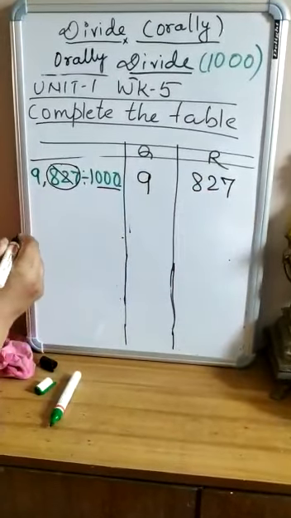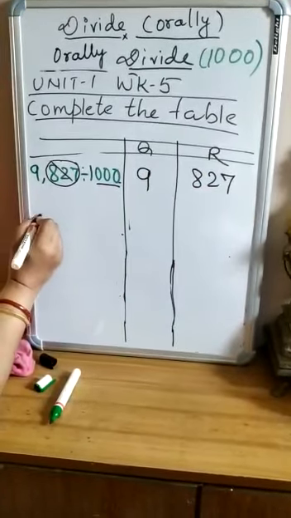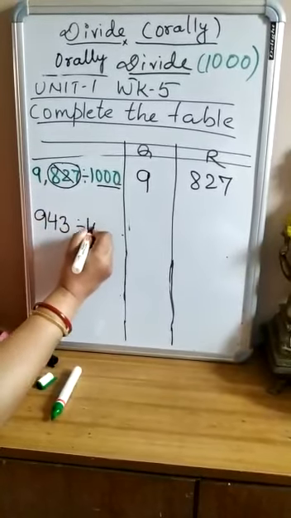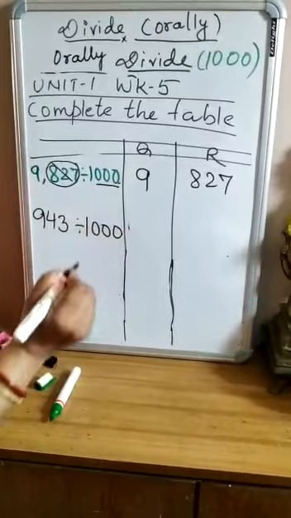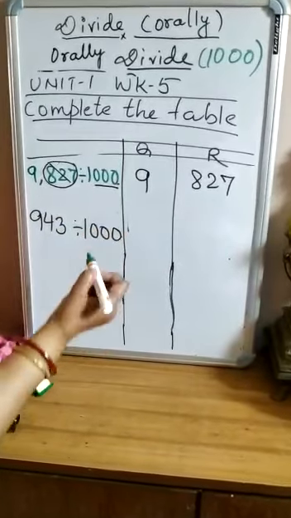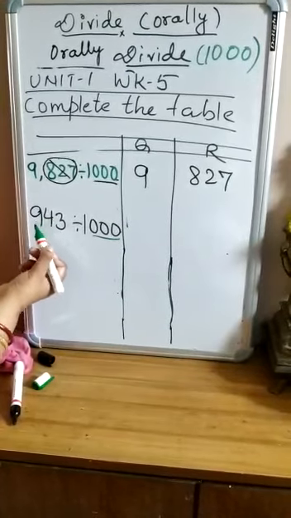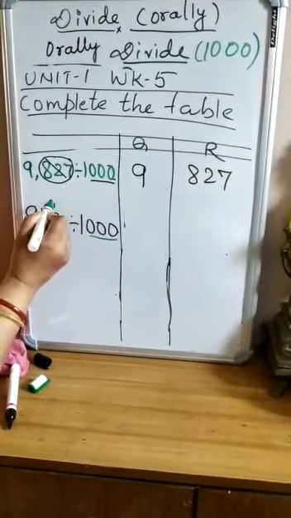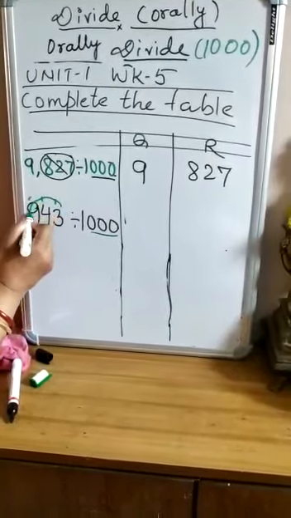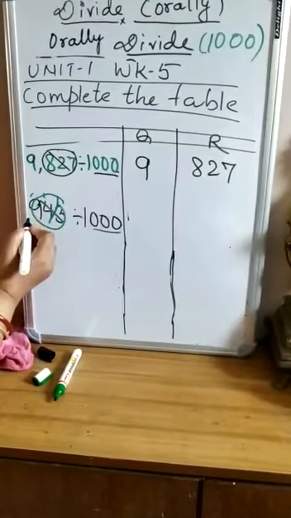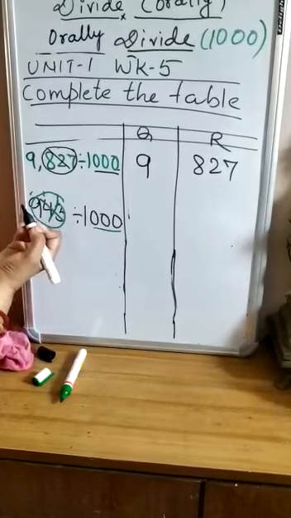Correct? Now let us take another example. 943 divided by 1,000. Right? So here children, in 1,000 there are 3 zeros. So I am going to remove 3 digits from the number 943. So 1, 2, 3. I am going to remove these 3 digits. Right? So how many digits are left? Nothing is there. Space is vacant.